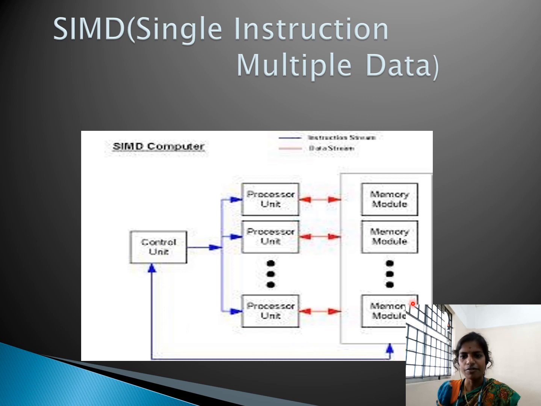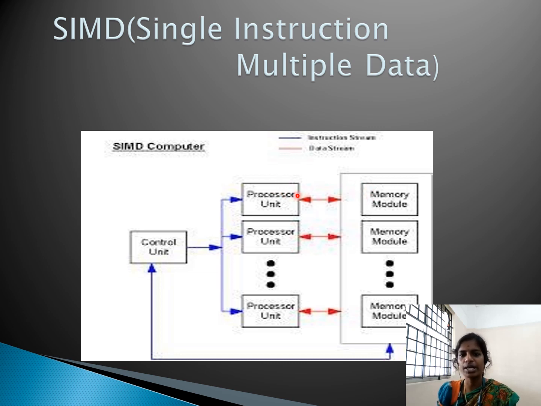Initially from the memory module, the instruction will be loaded to the control unit. In the control unit, the instruction is decoded and the decoded instruction will be sent to the processor units. We don't have one processor unit, we have n processor units, but the control unit is just 1. The processor units are in need of the data. So each processor unit fetches the data that is required for that particular instruction from the memory module, processes it, and stores the result back to the memory module.